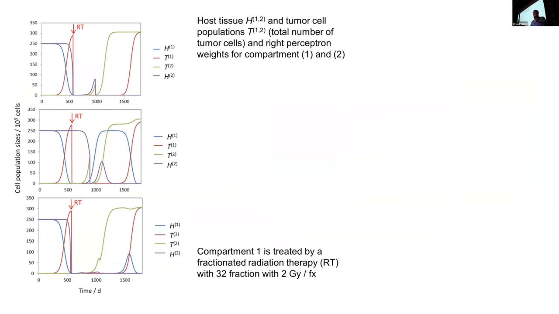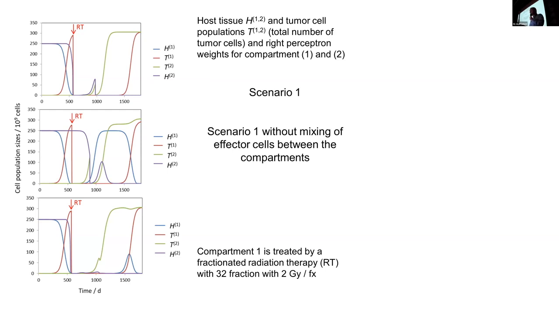Only compartment 1 is treated by radiation therapy with a standard fractionation of 32 fractions of 2 grays. In the upper row, you can see scenario 1. In the middle, there is a modified scenario 1 where there is no connection between the compartments. So there is no mixing of effector cells, so that are completely separated responses. And in scenario 2, we have this single lymph node scenario.